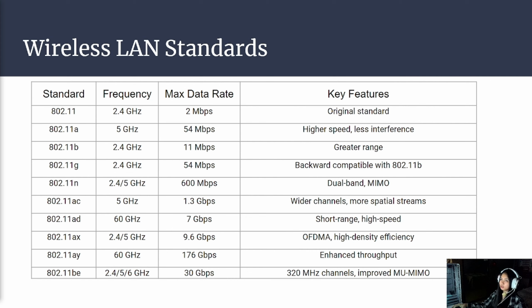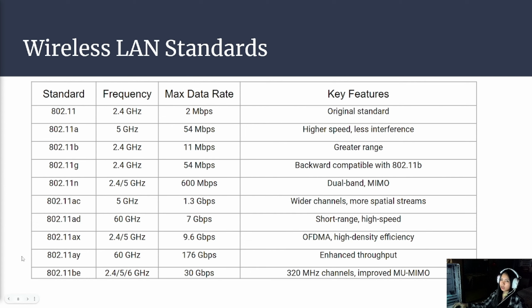Now let's explore the specific standards that have been developed to ensure these networks are efficient, secure, and interoperable. These standards, defined by the IEEE 802.11 family, play a crucial role in the performance and reliability of wireless networks. Let's take a closer look at these wireless LAN standards. The original IEEE 802.11 standard was established in 1997, operating at a frequency of 2.4 GHz with a data rate of up to 2 Mbps.